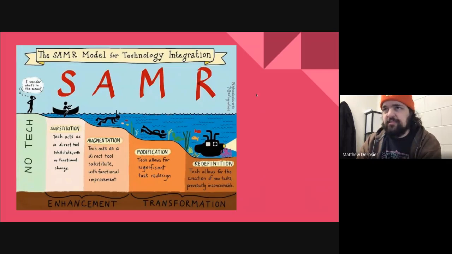And this is a pretty good visual demonstration of what the SAMR model is. The SAMR model is basically just 4 levels. This image has 5 levels, but it's 4 levels that you can take a look at, of just how well or how tightly integrated technology is to your lesson planning. So, first off, we start with no tech.